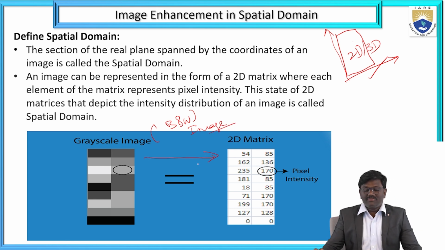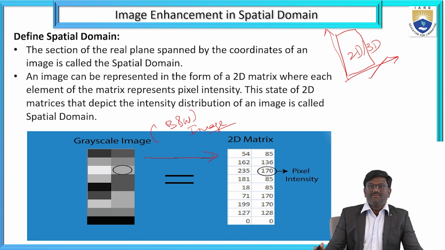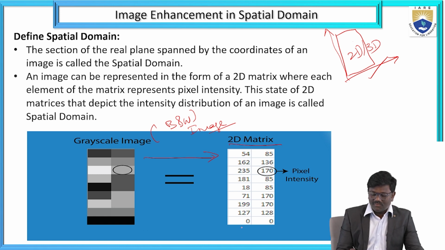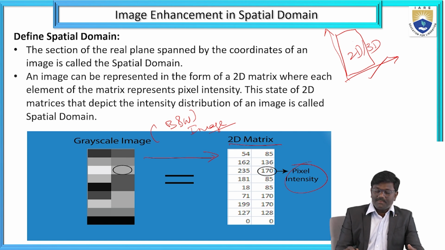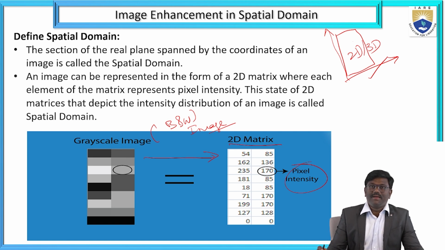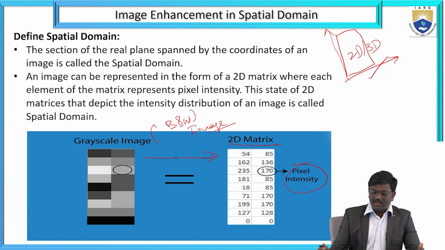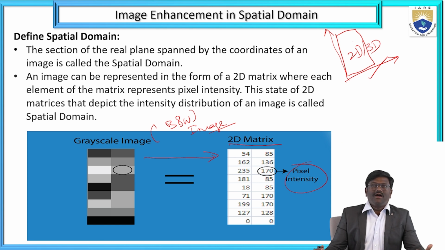We represent it in a 2D matrix of pixel intensity values, arranged in number of rows and number of columns. Here the number of columns is 2 and the number of rows is 1, 2, 3, 4, 5, 6, 7, 8, 9. So we have a 2D matrix formation.